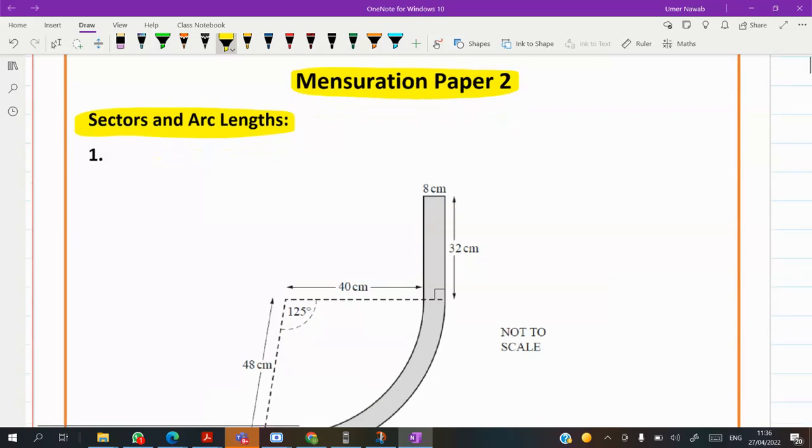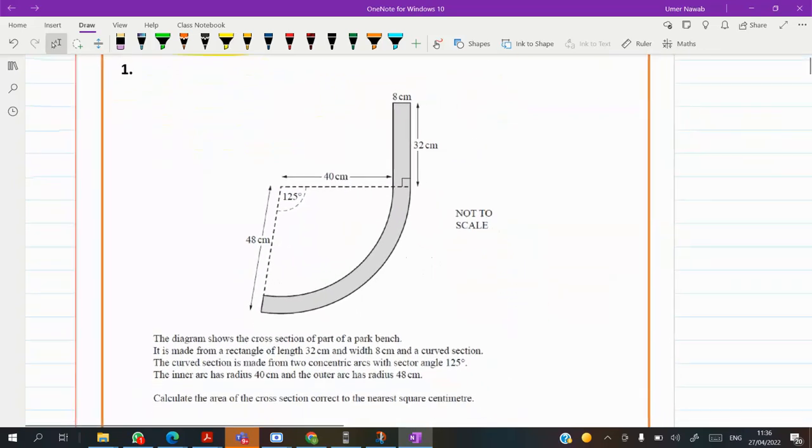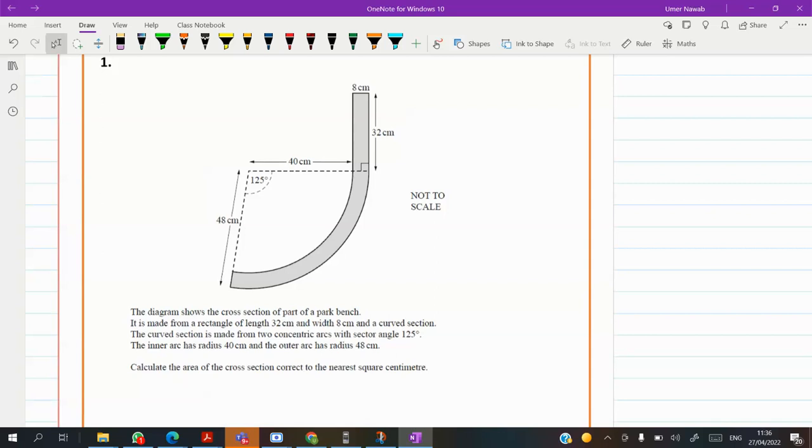So let's start. Question number one is related to a figure, and that figure is made up of a rectangle and a sector. For example, what is this? This is a rectangle, and this one, the shaded part, is the area between the two sectors. So this question is a mixture of rectangle and sectors.